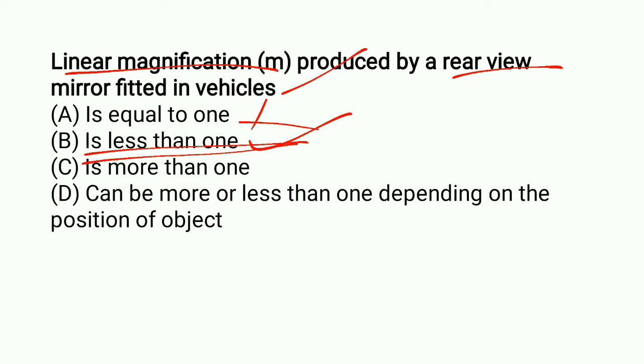Okay, let's cross check option C also. It is more than 1. No, more than 1 means the image is greater than the object, like an enlarged image. So an enlarged image will not be shown by the rear view mirror. So option C is not correct, and you can check option D also. Can be more or less than 1, depending on the position of the object. No, not more than or less than. Only less than 1 is the magnification of a rear view mirror.